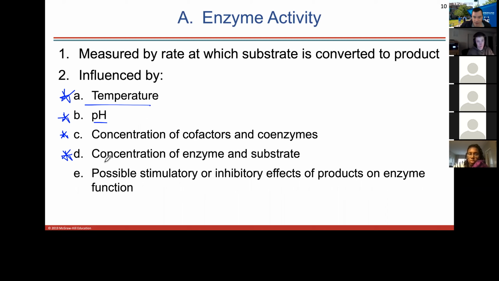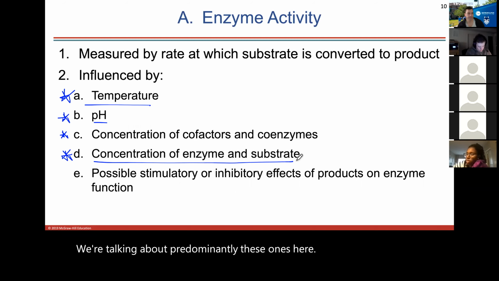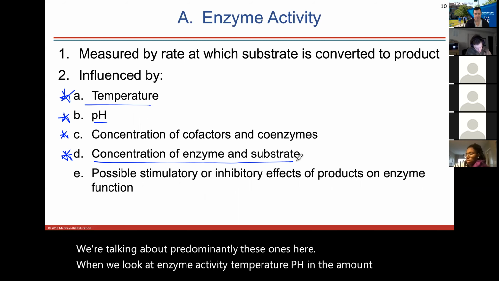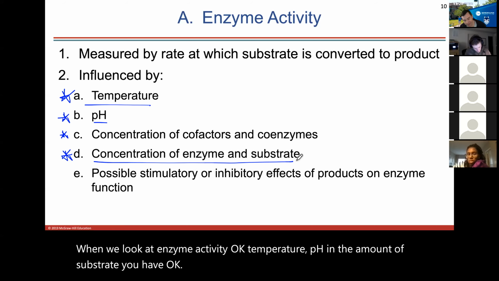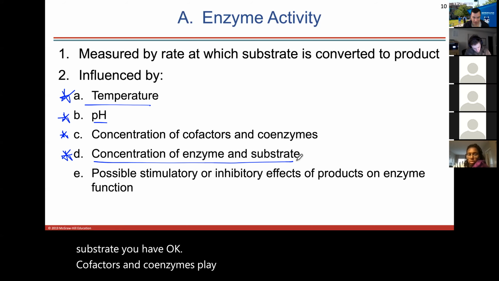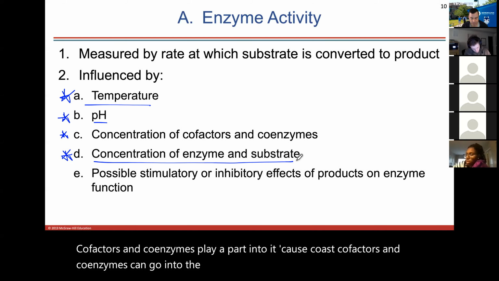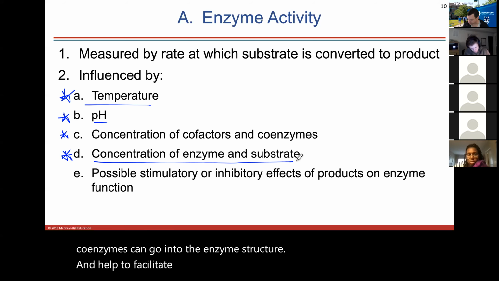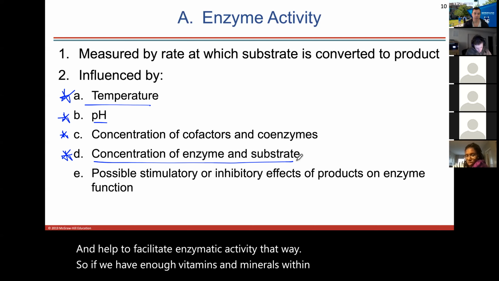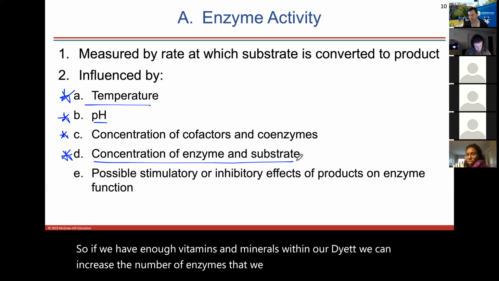We're talking about predominantly these ones here. When we look at enzyme activity, temperature, pH, and the amount of substrate you have. Cofactors and coenzymes play a part because they can go into the enzyme structure and help to facilitate enzymatic activity that way. So if we have enough vitamins and minerals within our diet, we can increase the number of enzymes that we have, and that can increase enzyme activity, obviously.